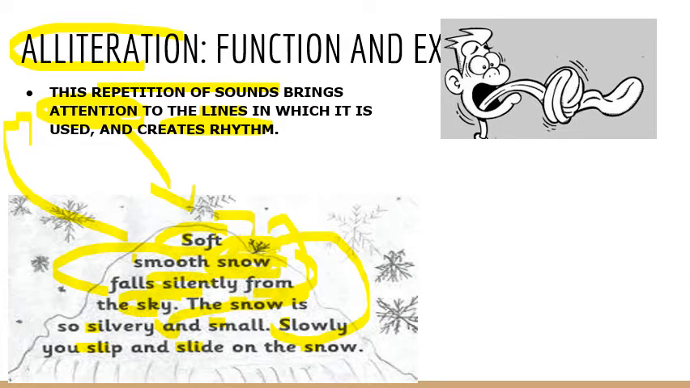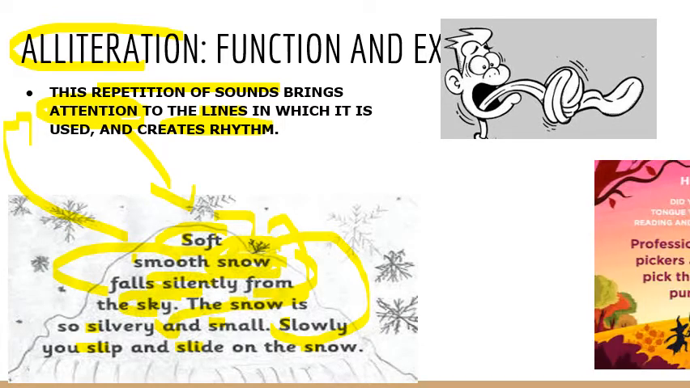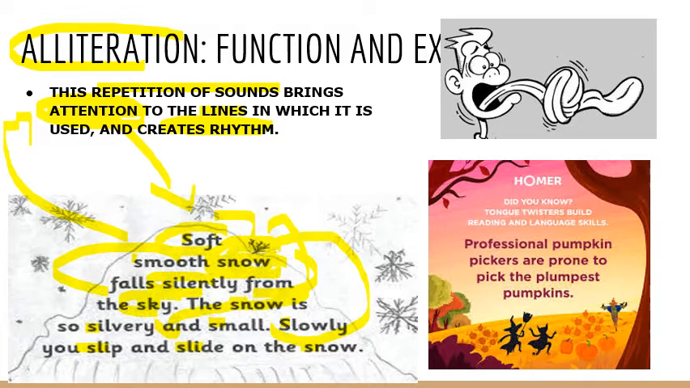Sometimes it is used to create a rhythm. If you look at this nice tongue twister here, professional pumpkin pickers are prone to pick the plumpest pumpkins. It forces me into a rhythm. And also that repetition of the P sound draws again my attention to pumpkins, and then everything that starts with a P, it's plump, and the pumpkin is plump.